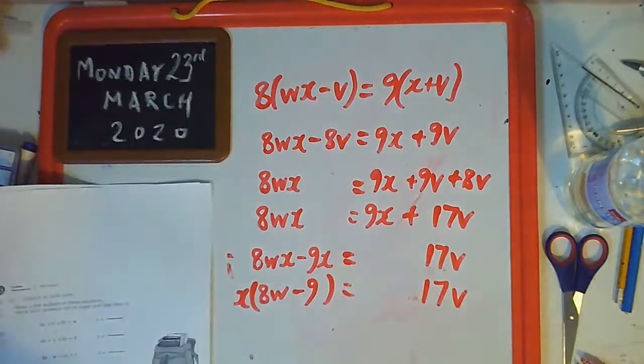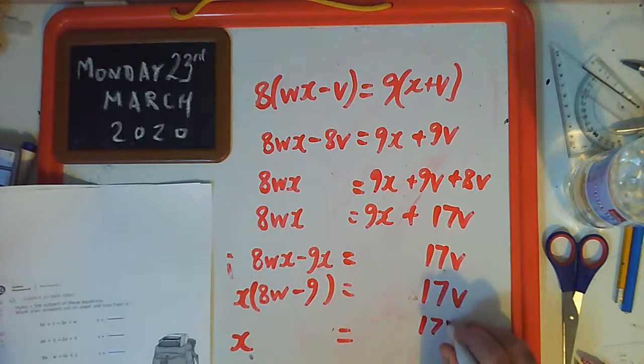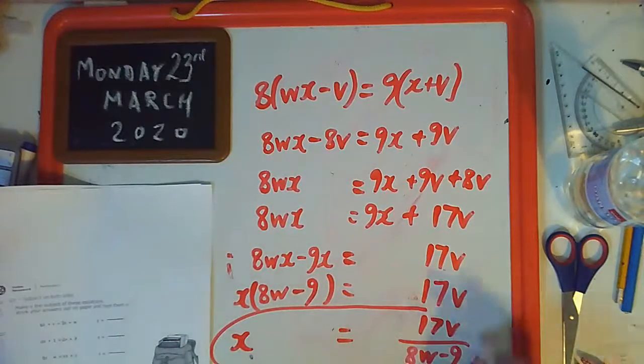And then I can just get the x on its own by dividing by the whole bracket and saying that x equals 17v divided by 8w minus 9. So I've just divided left and right by that whole bracket, and lo and behold, final answer, x equals 17v over 8w minus 9.